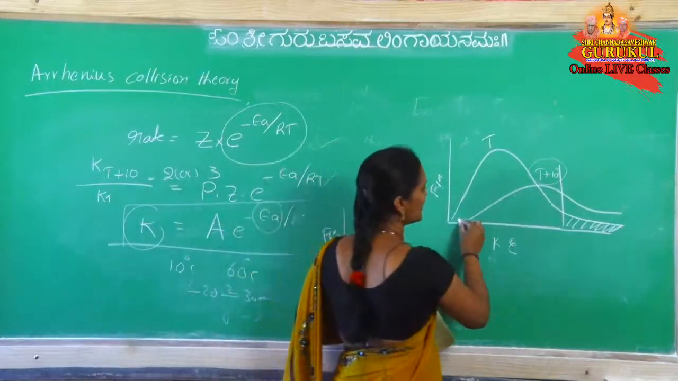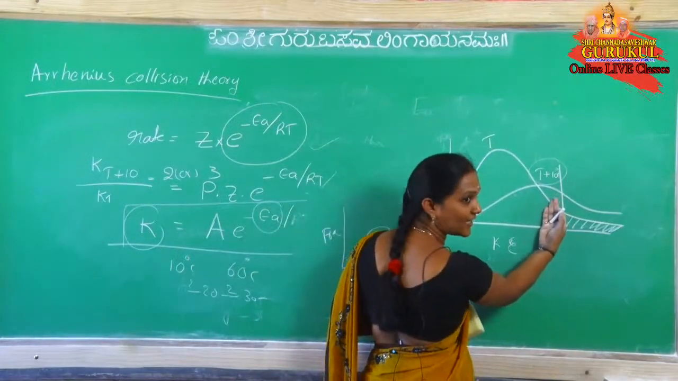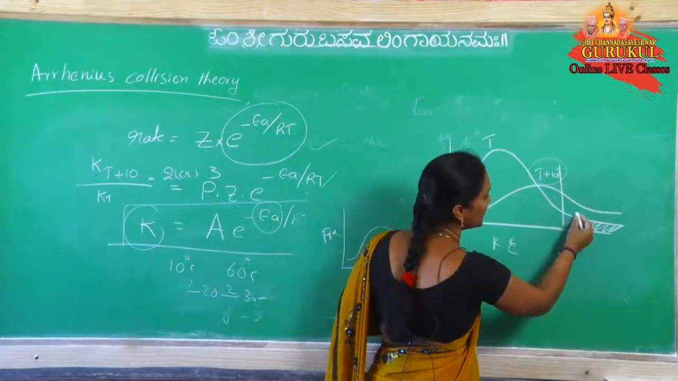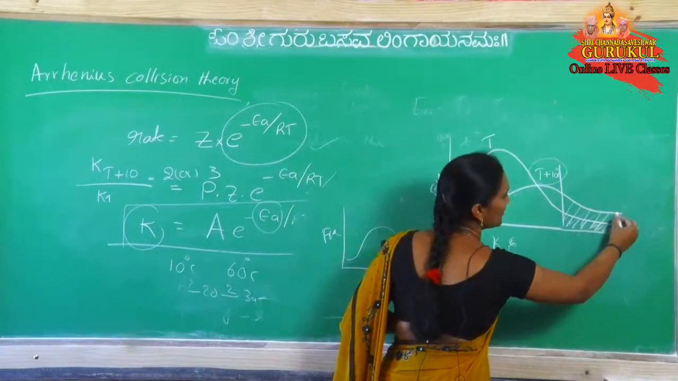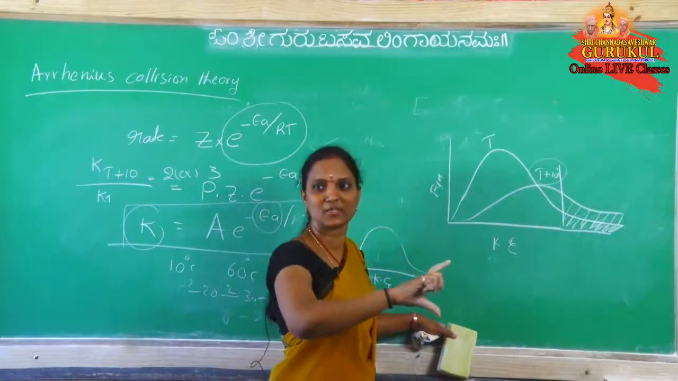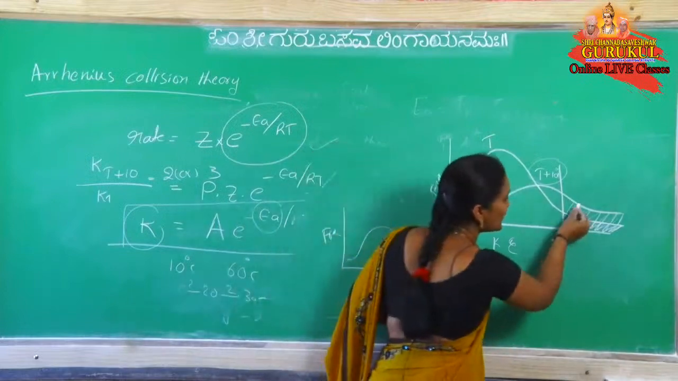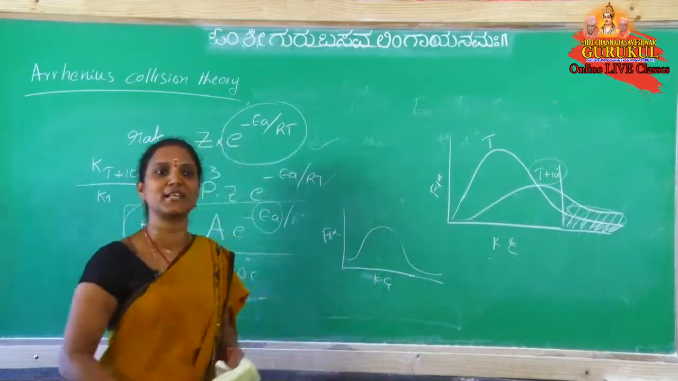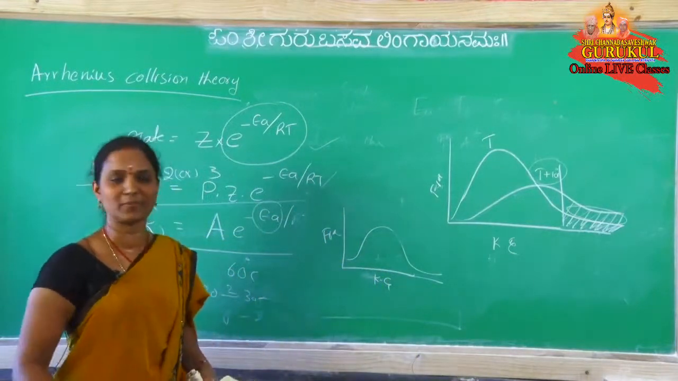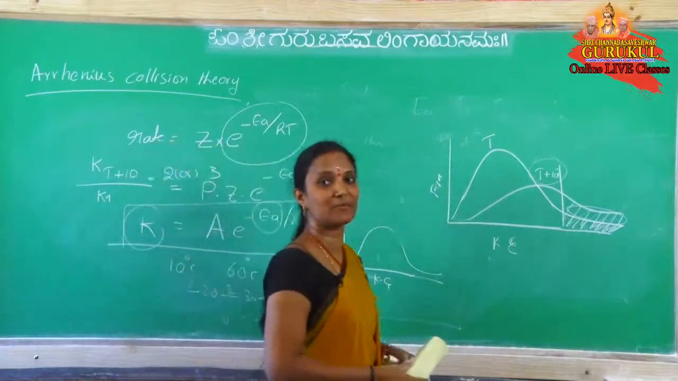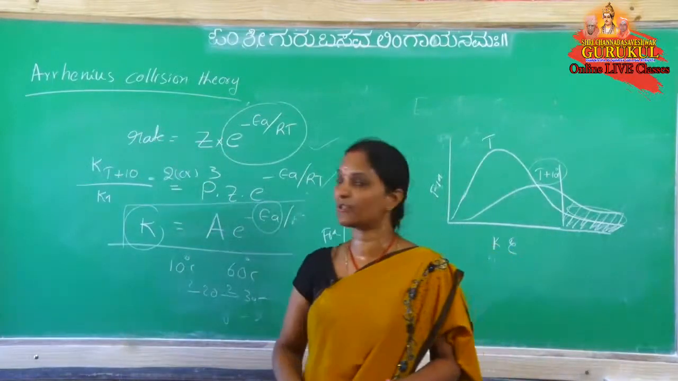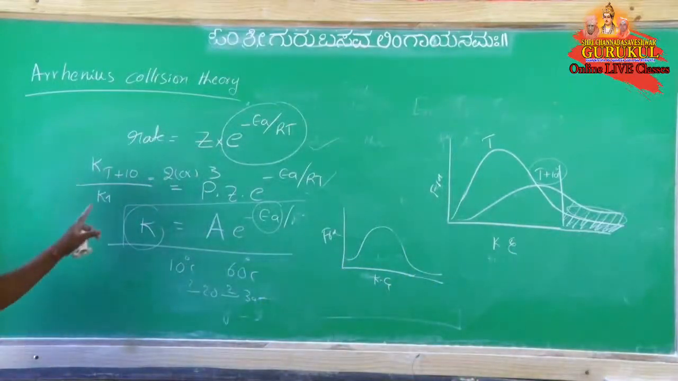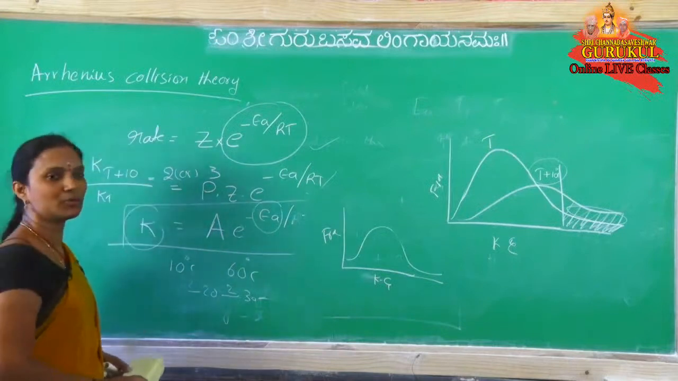Now what happens? See this. Most of the molecules have high kinetic energy. Now this many molecules cross the activation energy barrier and change to products. So now it is doubled, yes or no? The fraction of the molecules crossing that activation energy barrier is double or triple. Nothing but for every 10 degrees rise in temperature, the rate of reaction is double or triple. That ratio is called the temperature coefficient. So Kt plus 10 by Kt is equal to 2 or 3.